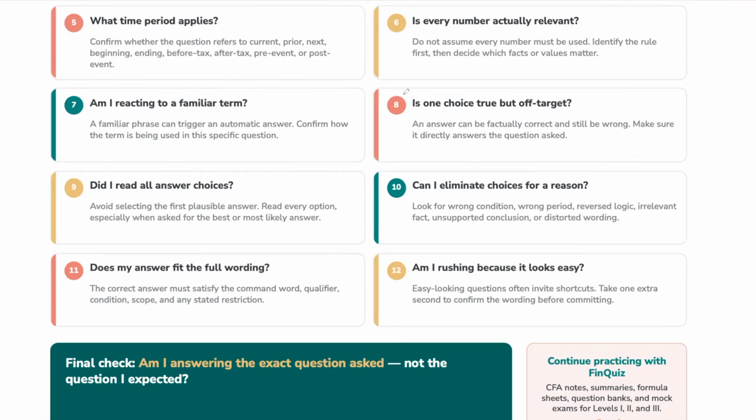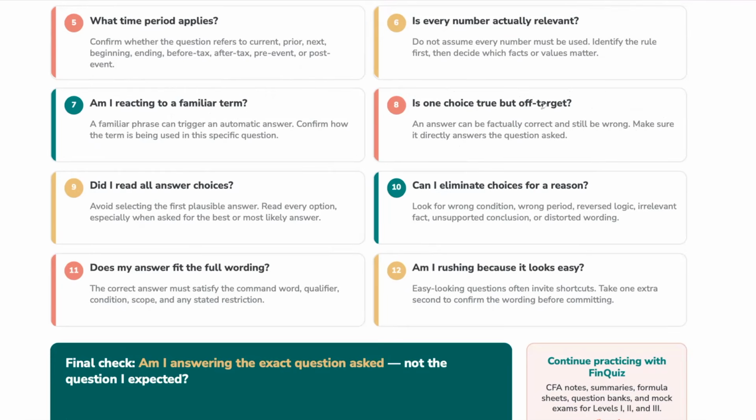Now, this is a big one. This is one of the most important points in the whole checklist. Is one choice true but off target? This is a big CFA exam trap. An answer choice can be factually correct and still be wrong because it does not answer the question asked. This happens all the time.